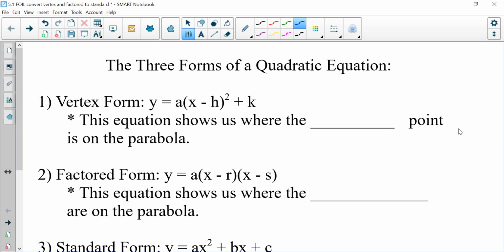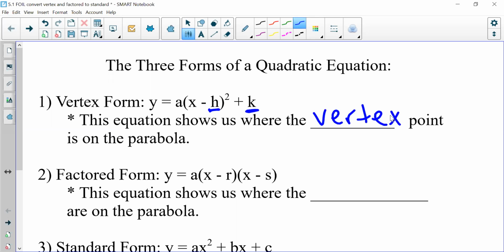A tells us the parabola is opening up or opening down, and also stretched or compressed. Good. And in this form, what do the H and K tell us about the parabola? Where the what point is? Vertex. Very good.